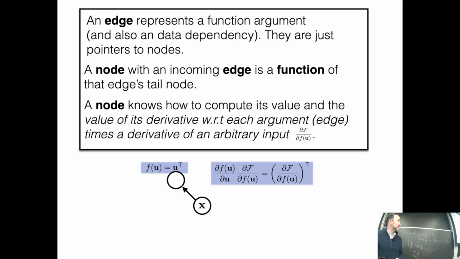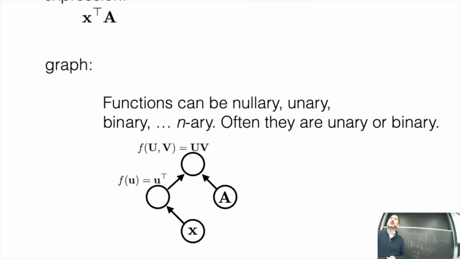And then we also have nodes that correspond to the result of function applications. So if we have x be a vector, we take the vector transpose. Each edge represents a function argument and also a data dependency. A node with an incoming edge is a function of that edge's tail node. And importantly, each node knows how to compute its value and the value of its derivative with respect to each argument times the derivative of an arbitrary input.